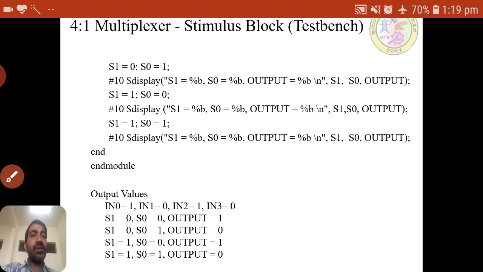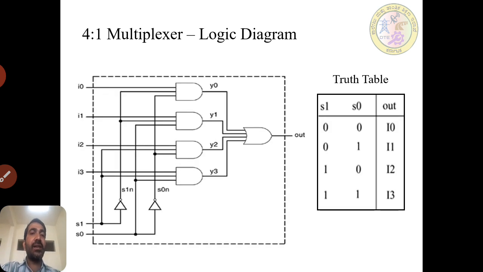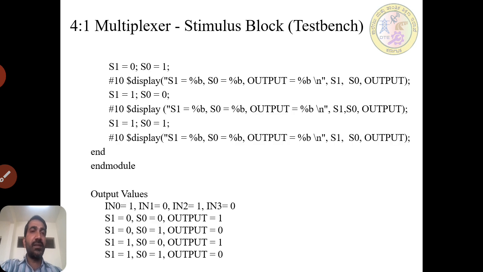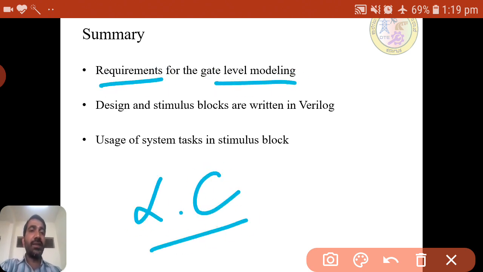So in this session, what we have seen is how to write gate level modeling, by taking the example of the 4:1 multiplexer. For that we need the logic circuit, in terms of gates, and we write the design block and check it by writing the stimulus block. This is the summary. The requirement for gate level modeling is basically the logic circuit, that is nothing but gates.